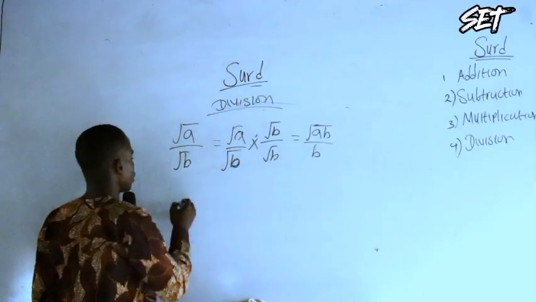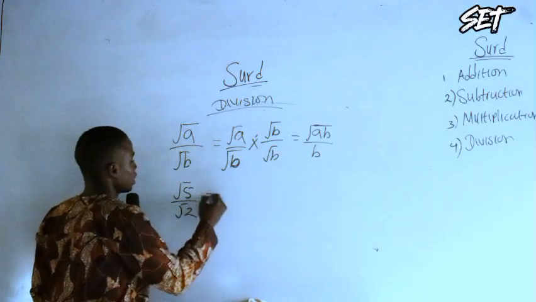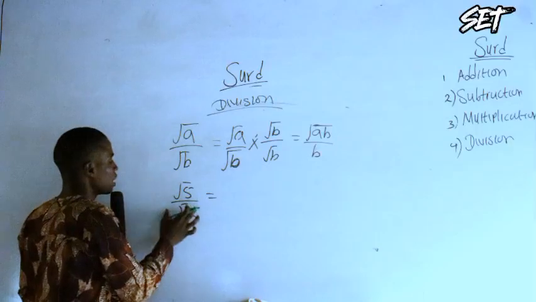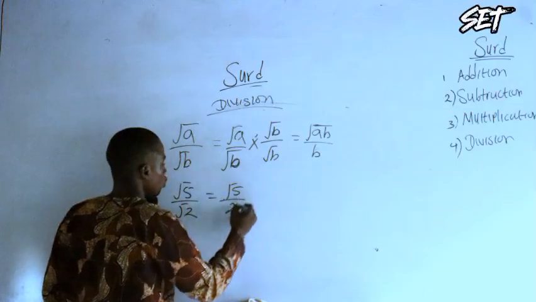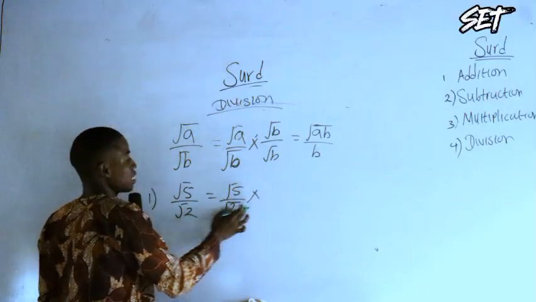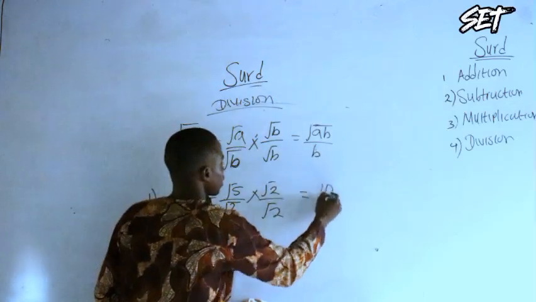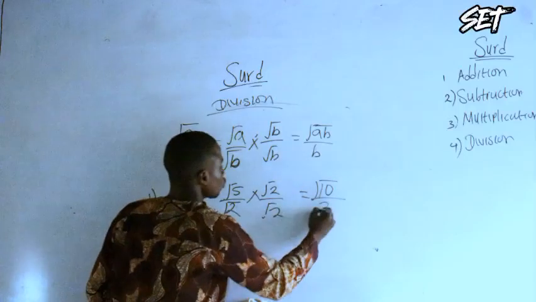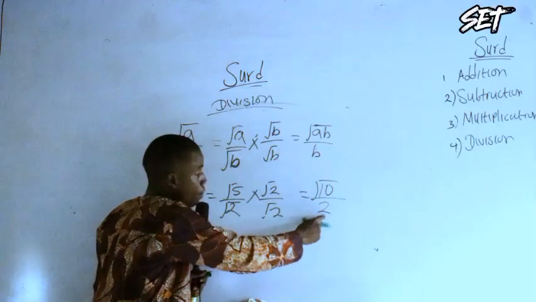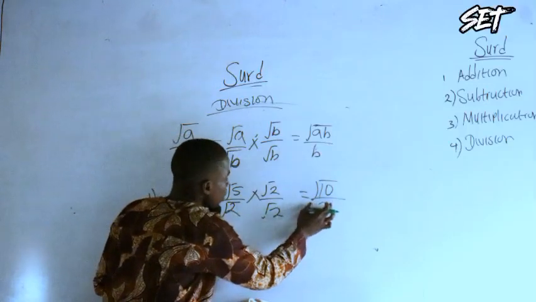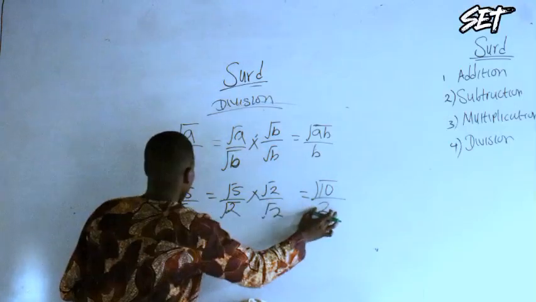Let us look at the example so that we can really understand what is going on here. When they give us root 5 all over root 2, when you want to solve this, you times this by root 2 all over root 2. This one times this is root 10, all over this one times this is 2. That's the answer. Your answer must not be in root. That's what we are saying.